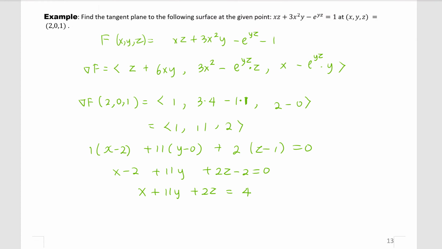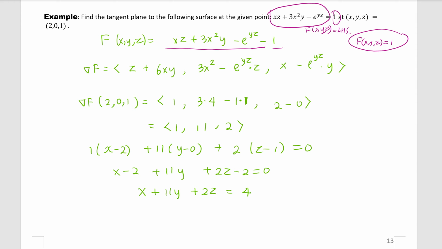Here, you can also define your f to be just your left-hand side because your right-hand side is a constant. In this case, if you define f of x, y, z as the left hand side, then your level set is f of x, y, z equals 1. It's still a level set. But if you define f of x, y, z as the left hand side minus the right hand side, then our surface corresponds to the level set of f of x, y, z equals 0.